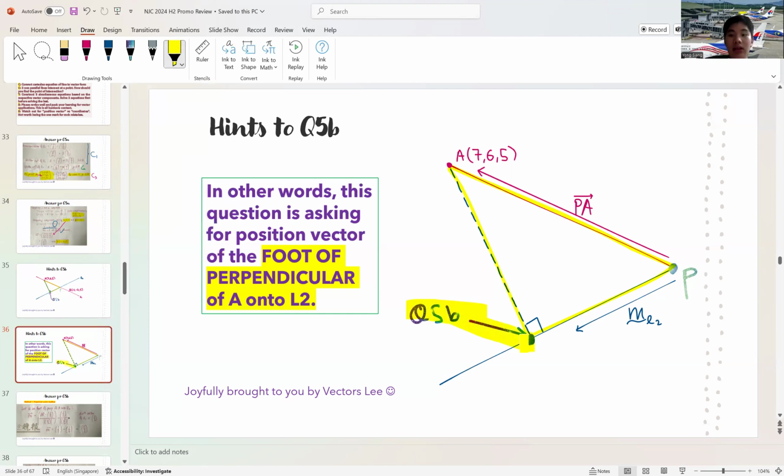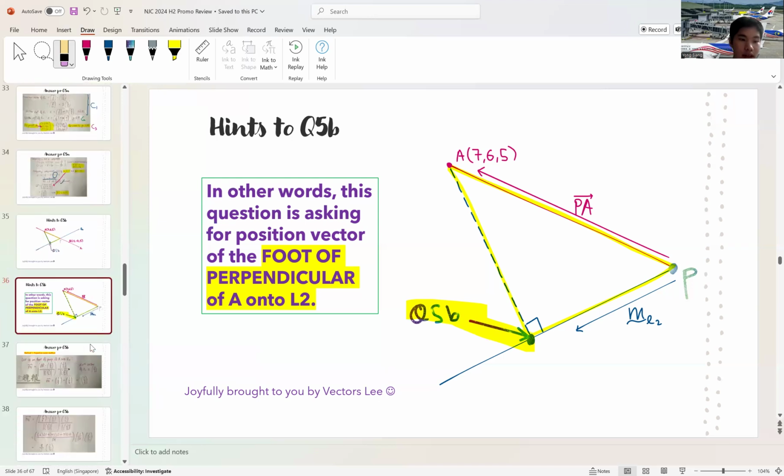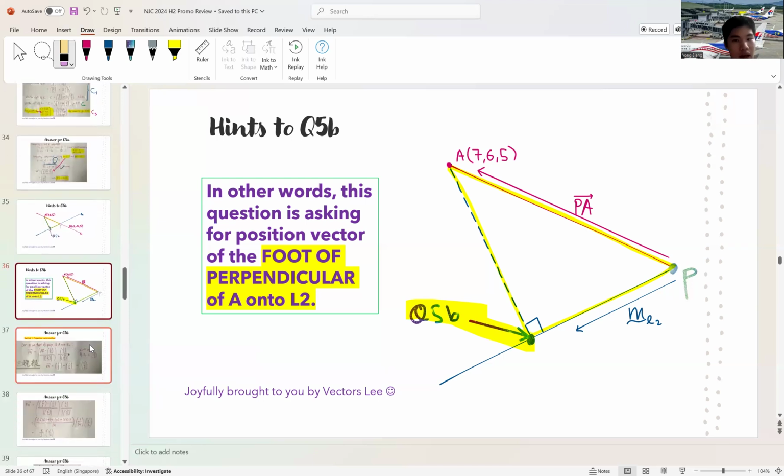Once you get this statement, it goes all back to hardcore content again. 3 more marks down your throat today. Hardcore content. How do you find the foot of perpendicular of a point onto a line? If you look at your lecture notes, there are actually 2 ways you can do it. I've very nicely drawn up the diagram over here to look like a projection diagram, because one of the ways to find the foot of perpendicular is the projection method.